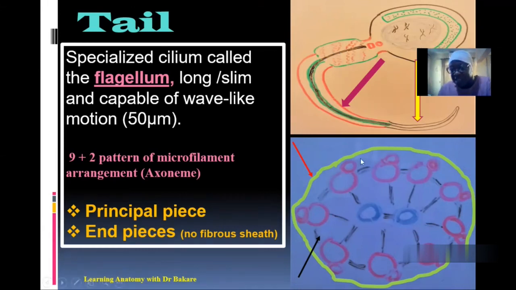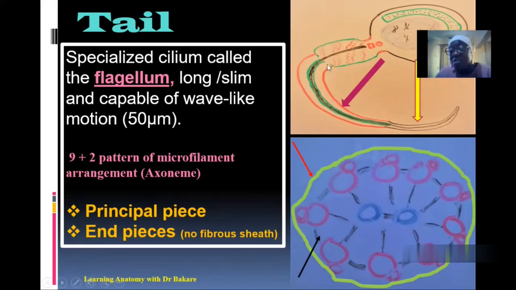And this is what is expressed in this image down here, where you have the 9+2 pattern of arrangement enclosed by fibrous sheets. This is the fibrous sheet highlighted in green surrounding a microfilament arrangement. You see that the extension of microfilament is highlighted in black, while covering the black extension, we have the fibrous sheet highlighted in green. And that is the kind of presentation that we see in the principal piece of the tail.